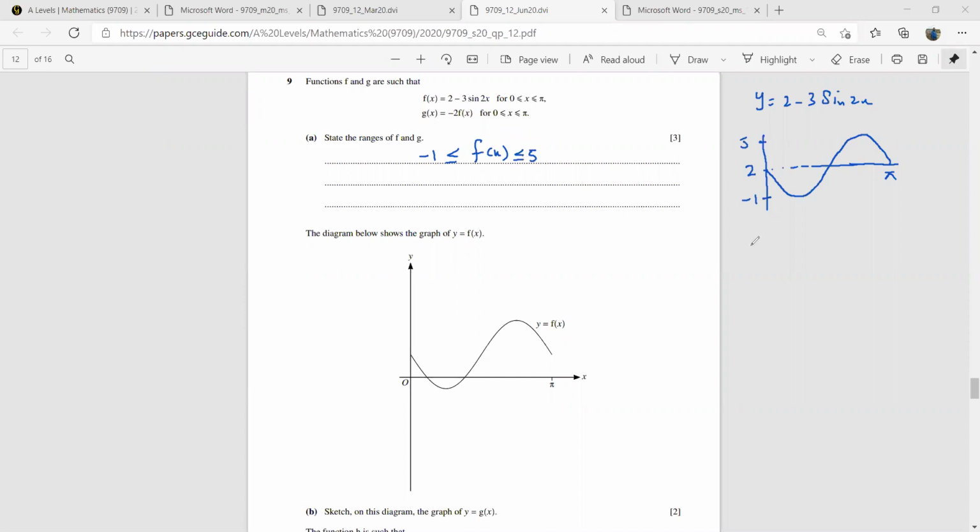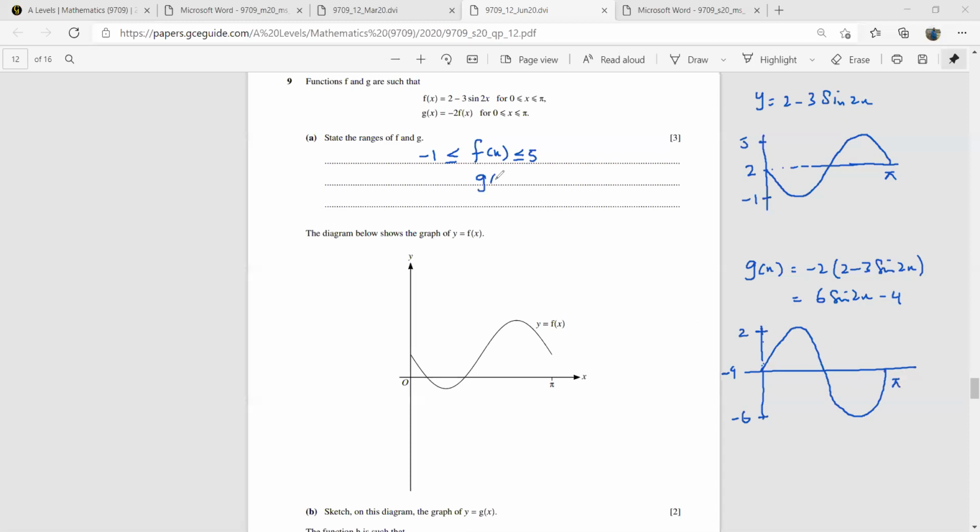If you look at this g of x, g of x is -2 into this 2 minus 3 sine 2x. So this makes it 6 sine 2x minus 4. In the same way, its axis would be at -4, and -4 plus 6 gives 2 here, and -4 minus 6 gives -10. So its sketch would be like this, going up and then going down, and this is at pi. You can easily see that its range would be between -6 and 2. That is the range.